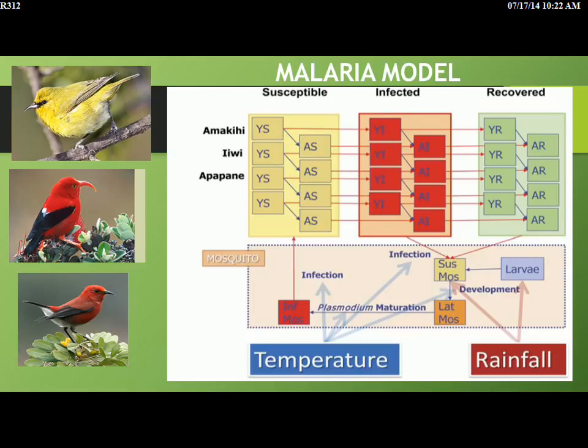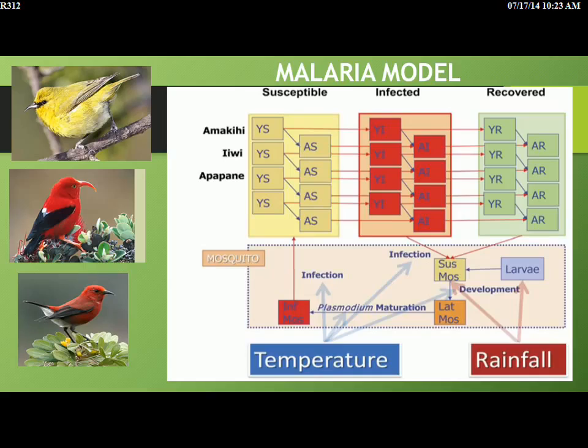Once they become infected, the mosquitoes then have to delay for some period of time while the parasite develops, and this is called the latent period. And when the parasite develops, then they're infectious and they can bite susceptible birds again. So the model is driven by the way the system works and our knowledge about how different relationships are quantified.